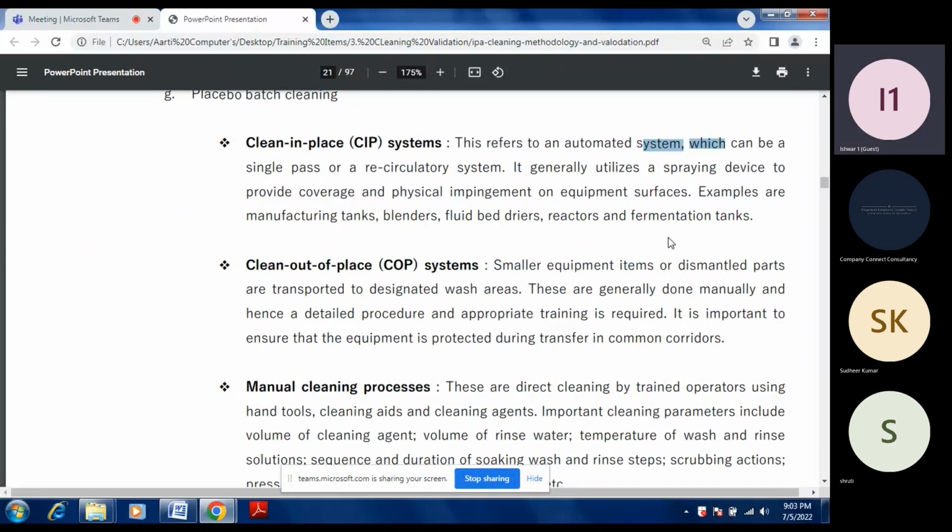fermentation tanks. This is a unit with a single surface of the equipment, like bins, blenders and tanks. It's a single piece of equipment, so we can clean it easily. So we can say that we can use the automated cleaning procedure for cleaning in place.